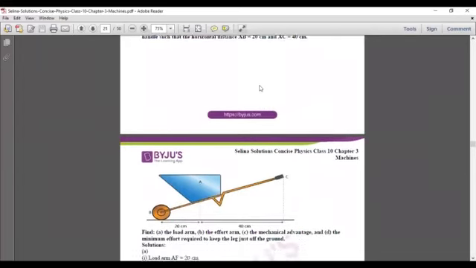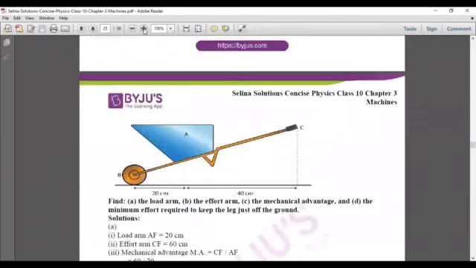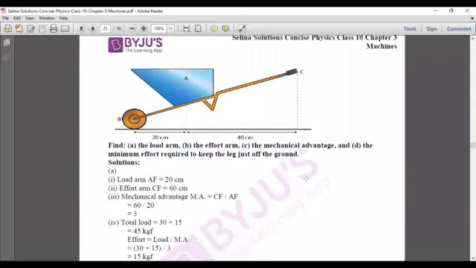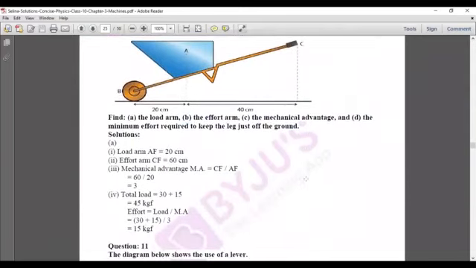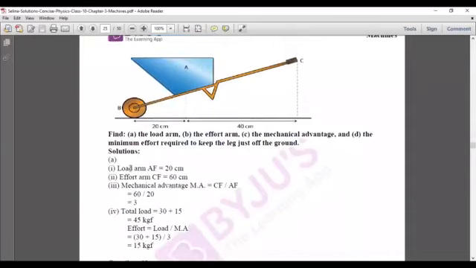So what do we need to calculate here? We need to find the load arm, effort arm, mechanical advantage, and the minimum effort required to keep the leg just off the ground. So load arm is how much? 20 centimeter. Effort arm is how much? 60 centimeter. This is the fulcrum, this is the load, this is the effort. So load arm is 20 centimeter, effort arm is 60 centimeter.